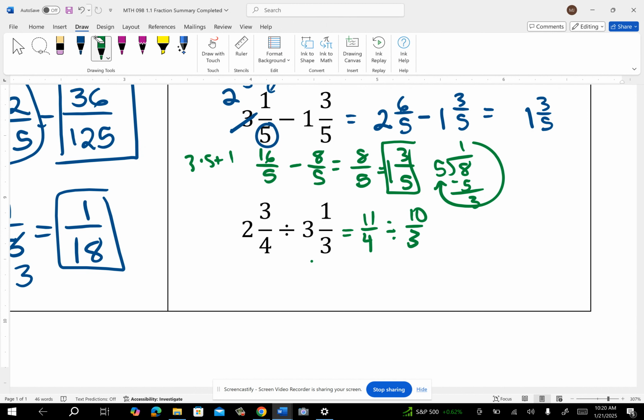So here what you should be thinking is keep, change, flip. Okay? Then you should be looking. 3 doesn't go into anything in the denominator. 11 doesn't go into anything in the denominator. So I can't simplify first. I'm just going to multiply straight across and get 33 over 40. And that happens to not be a mixed number and can't be written as a mixed number. It's smaller on top. So my final answer would be 33/40.